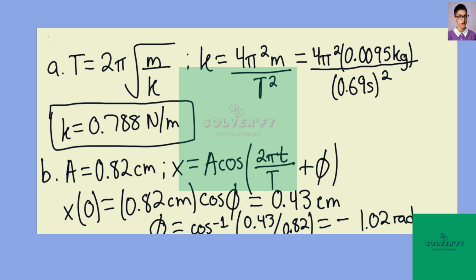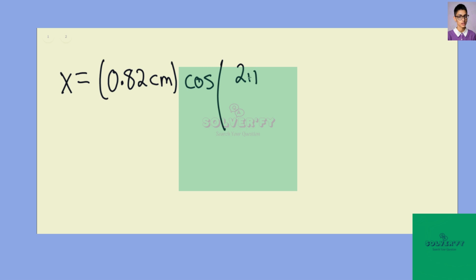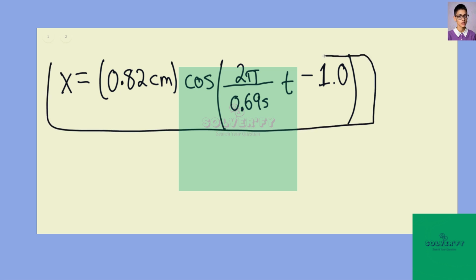So essentially, we can put all of it together and say that x, the displacement, will be equal to the amplitude 0.82 centimeters times cosine of 2 pi divided by the period of 0.69 seconds times t, the time, minus 1.02. And so this would be our final answer for part B. That is the end of the solution.